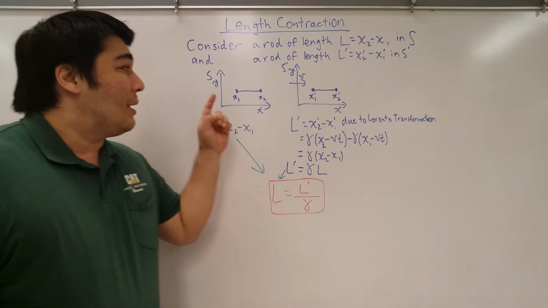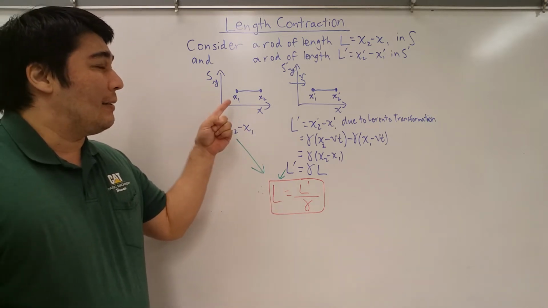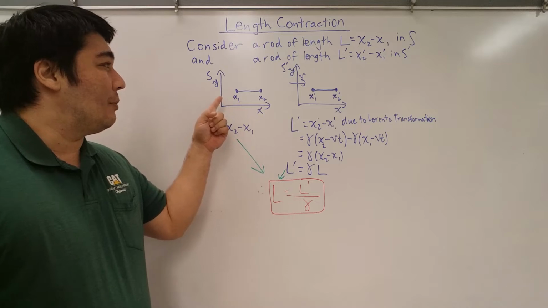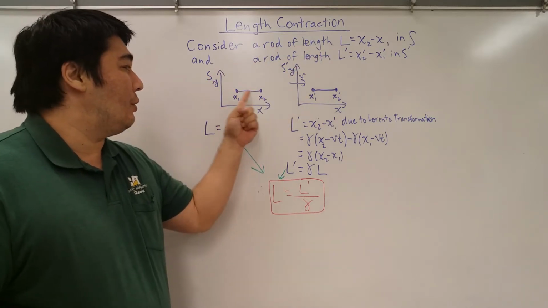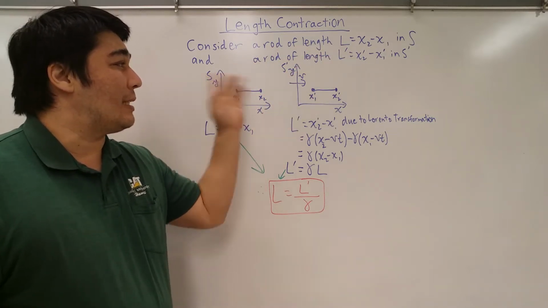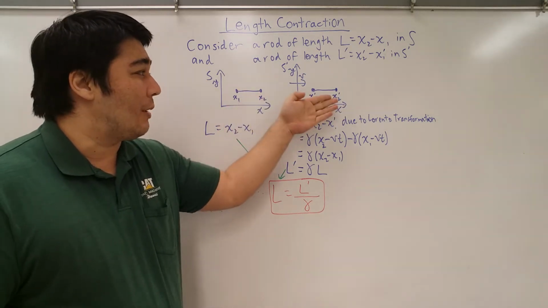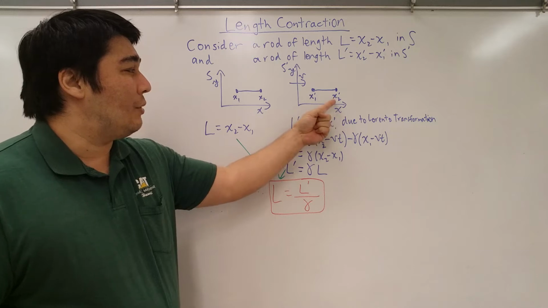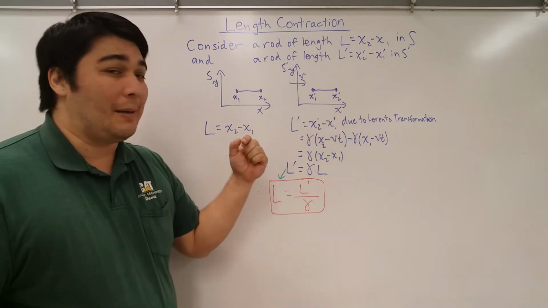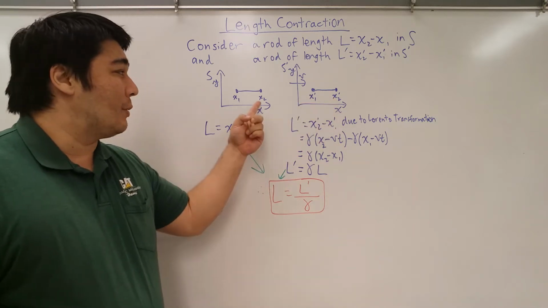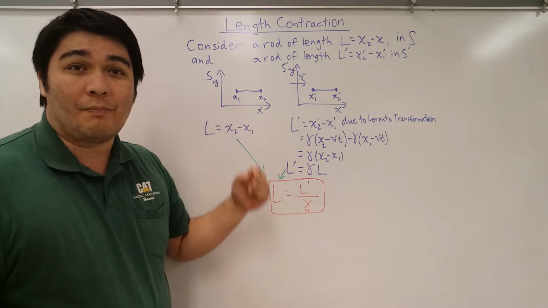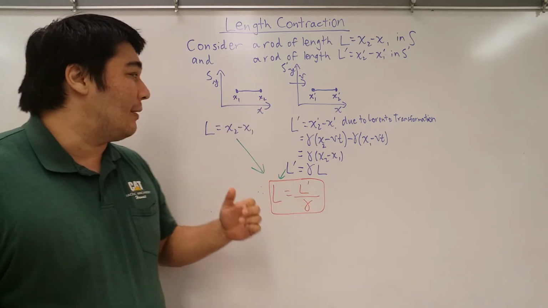So here we go. Let's say we've got a rod, and it's got a length of L, which is x2 minus x1, and then we've got the same rod, but it's now moving in a non-inertial reference frame, x prime 2 minus x prime 1. We get that because we're just measuring points on the coordinate system to determine the length of this rod.